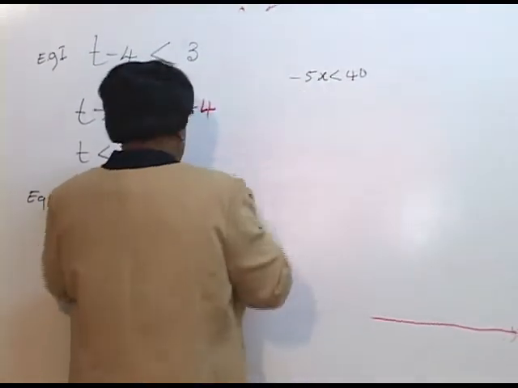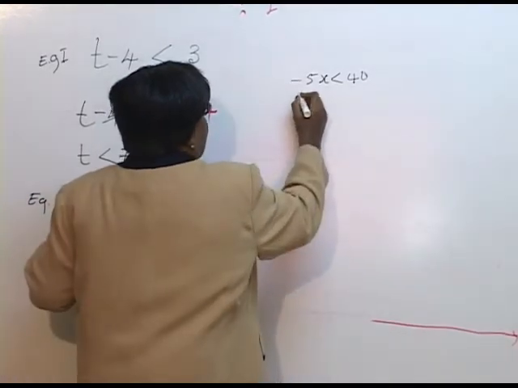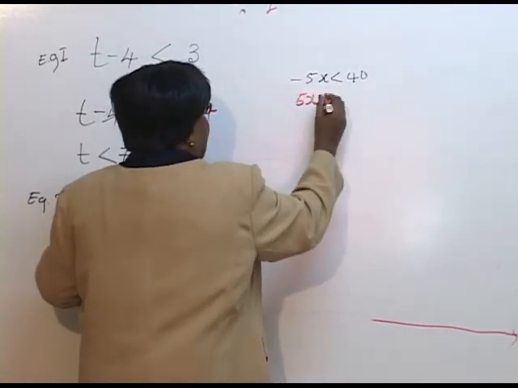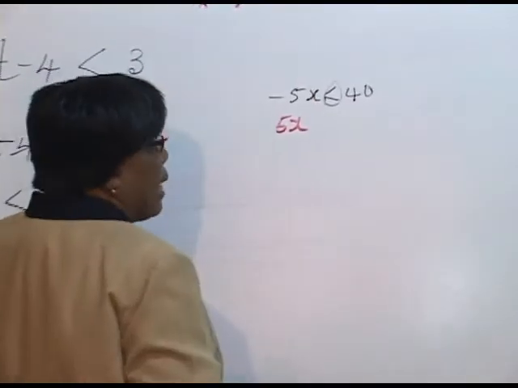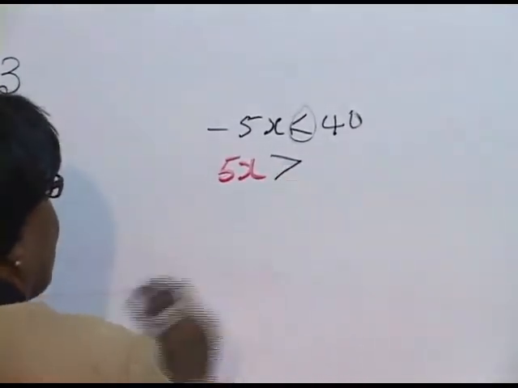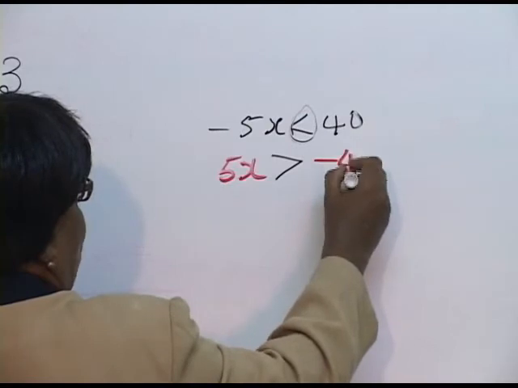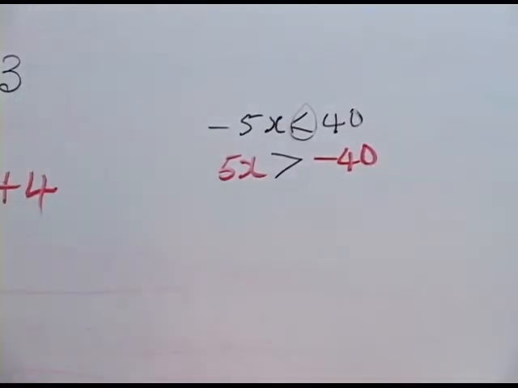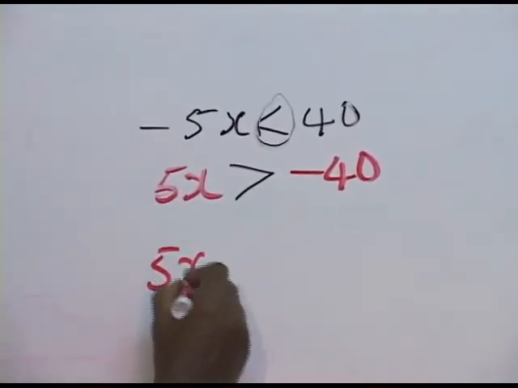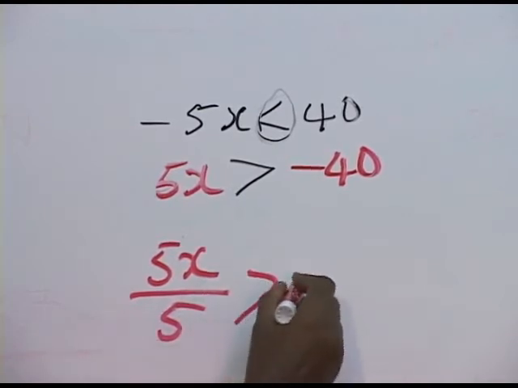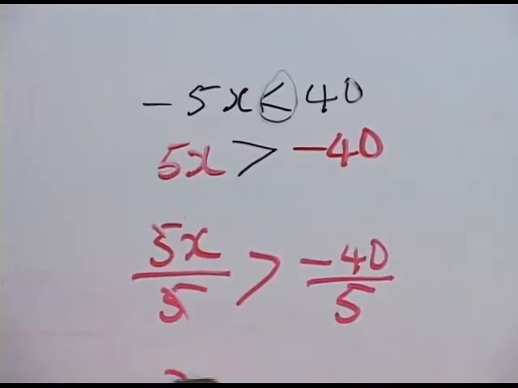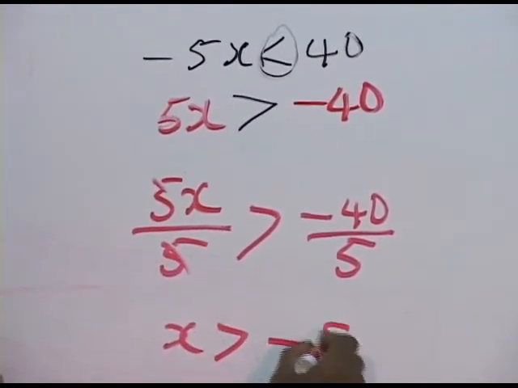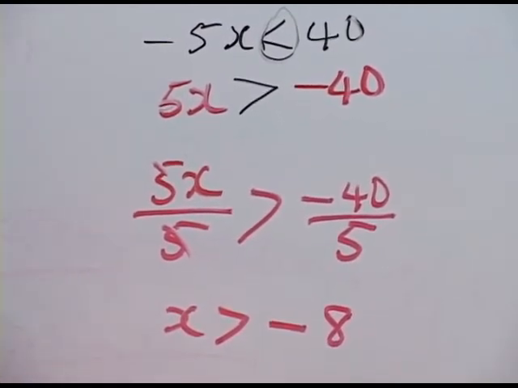We're changing to a positive. So if we go positive 5x, this time, this sign also has to be changed from a less than to a greater than, and we have to make this a negative 40. Again, we'd be saying we don't want 5x, we want 1x. So what are we going to do? We divide both sides by 5, and it's greater than, and it's negative 40 divided by 5. And then, so we can get x then is greater than negative 8. And that is the answer.